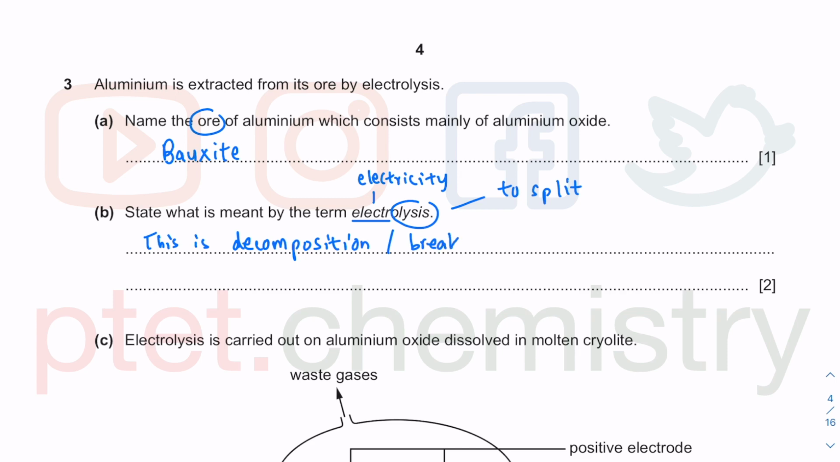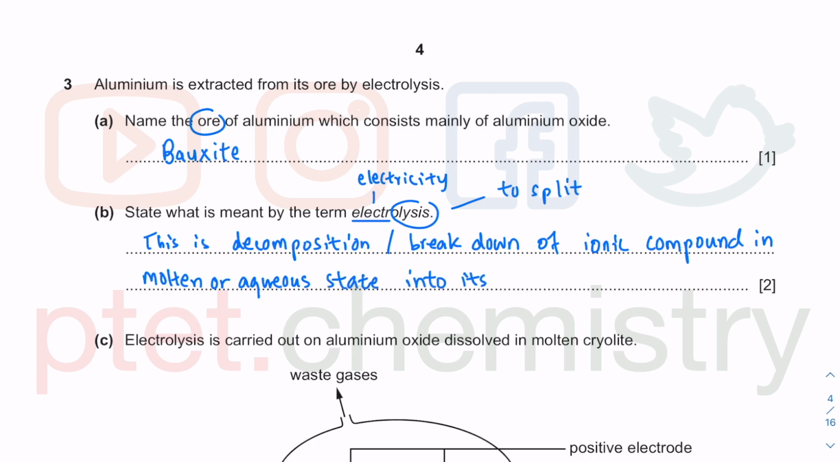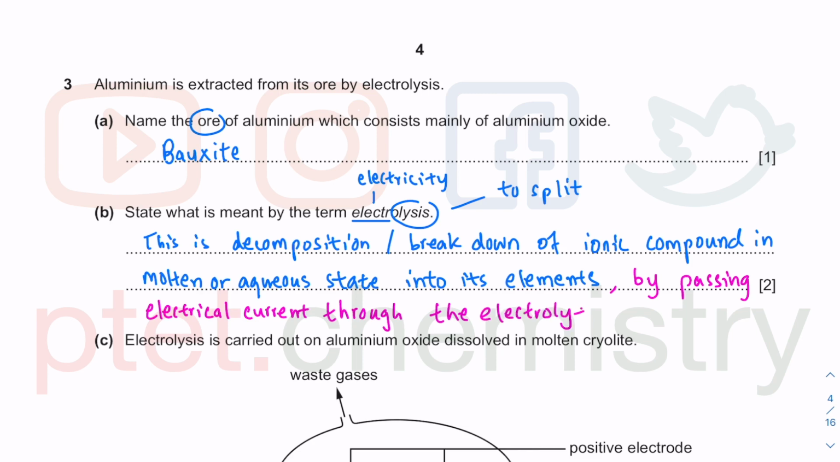or breakdown of an ionic compound. And this ionic compound must be in the molten or aqueous state. And you decompose this ionic compound into its elements. How do you do it? The most important thing, electricity. So by passing electrical current or electricity through the electrolyte. The electrolyte is basically the molten or the aqueous ionic compound there.